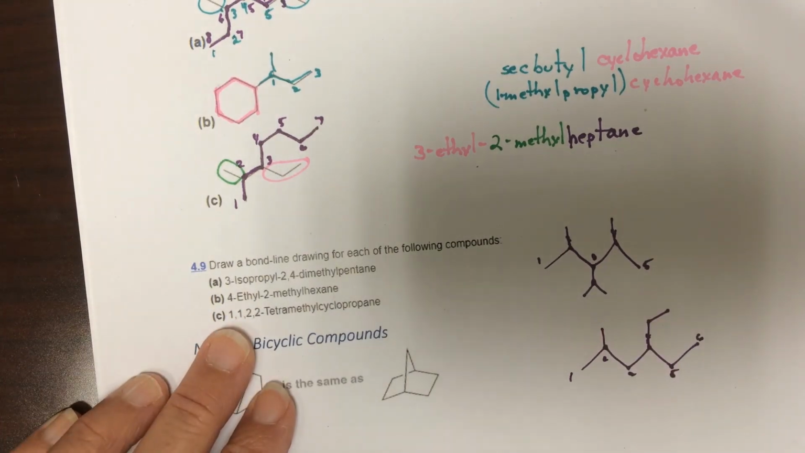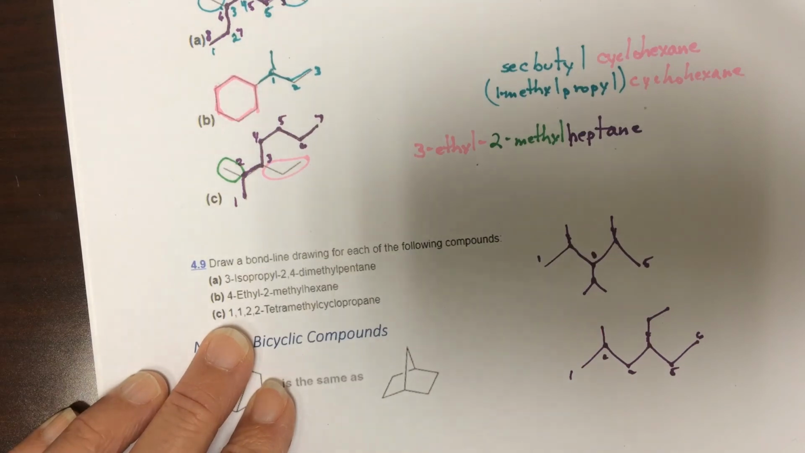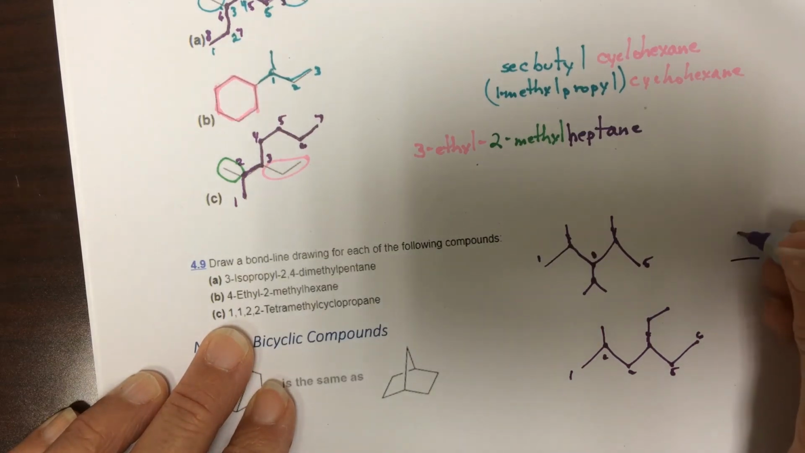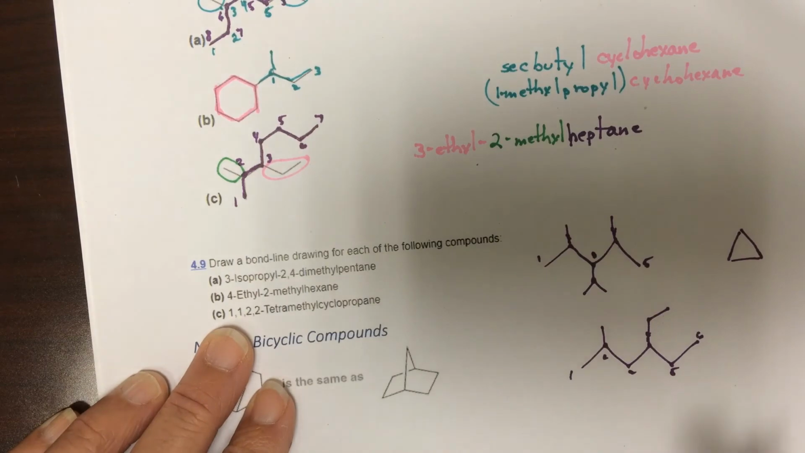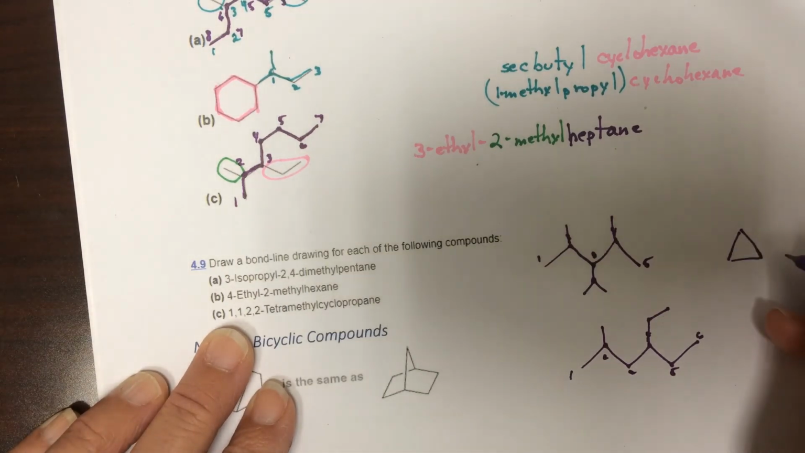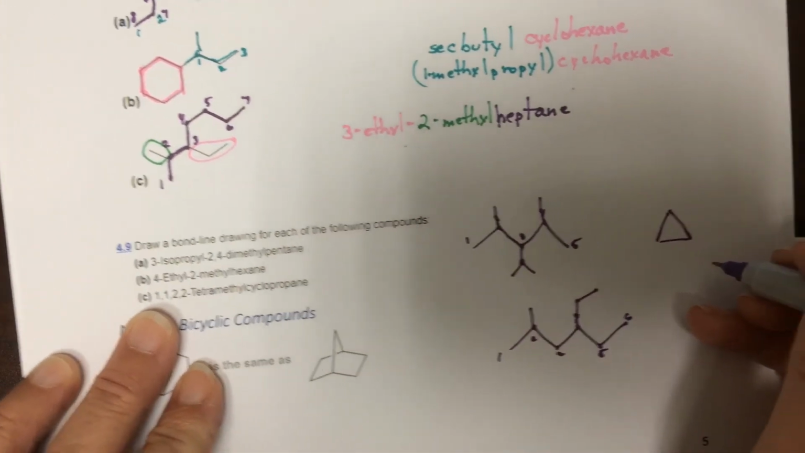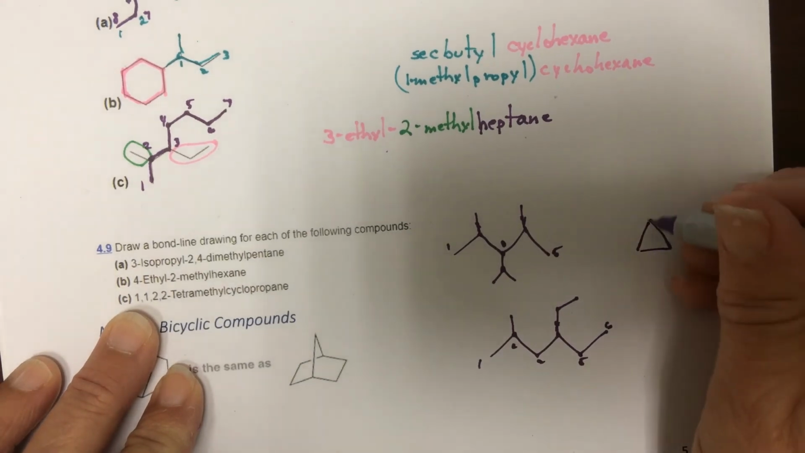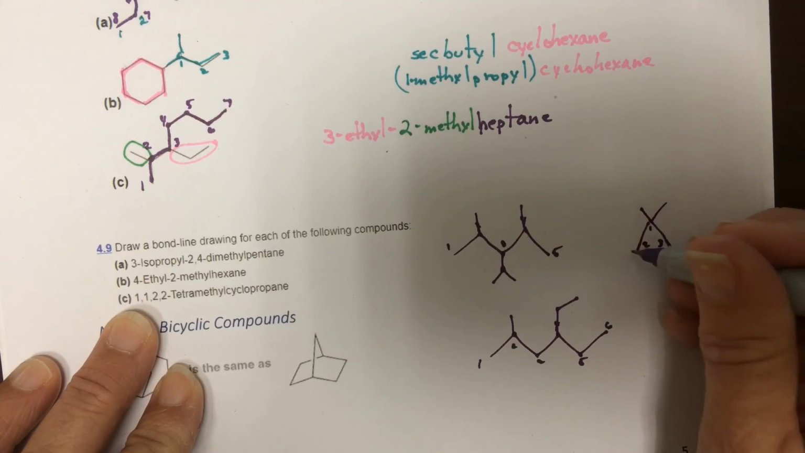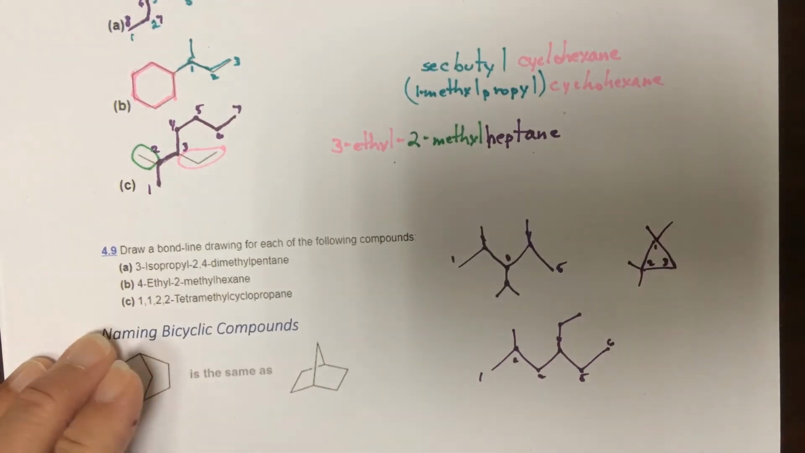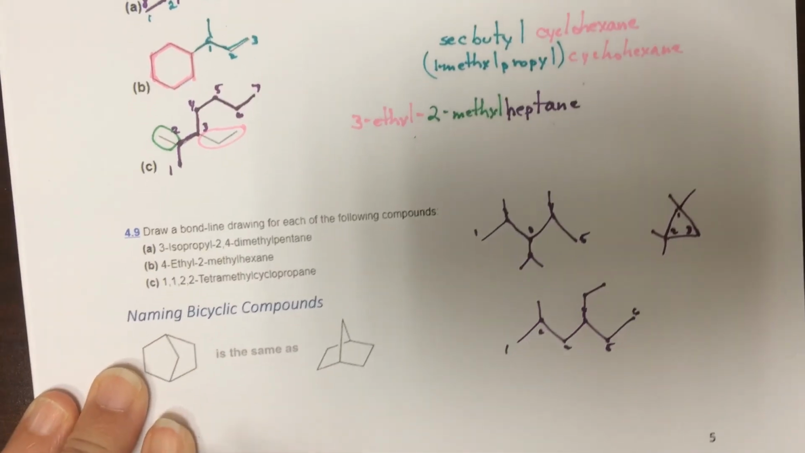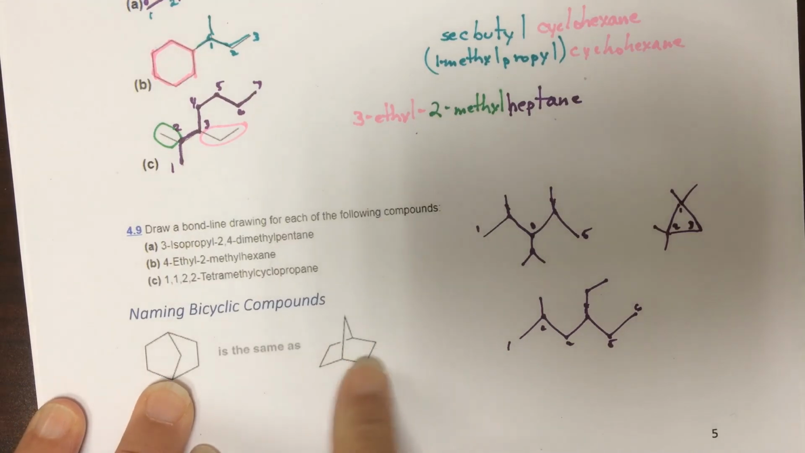A 1,1,2,2-tetramethylcyclopropane. Cyclopropane is going to look like this. We can choose our numbering any way we want because it's a circle. So we'll just make this 1, 2, and 3, and we'll get 2 methyl groups on each one. Okay, so the next video will be on naming bicyclic compounds.